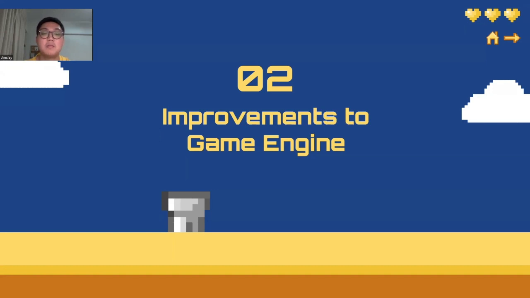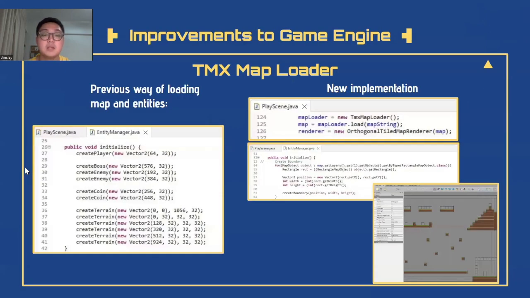Talking about the improvements that we have made to our game engine. For our two improvements, the first I'll be talking about is the TMX map loader. At first, if you can see on the left, it's our previous code when we were trying to load the map, the terrain, and the different entities that we have.